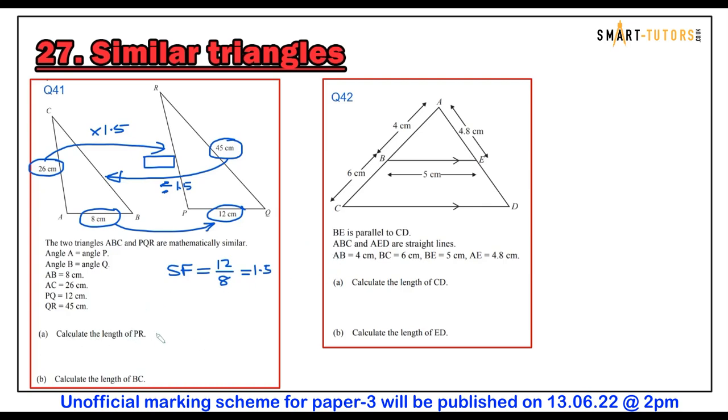So calculate the PR length. PR length is 26 times 1.5, which is 39 centimeters.